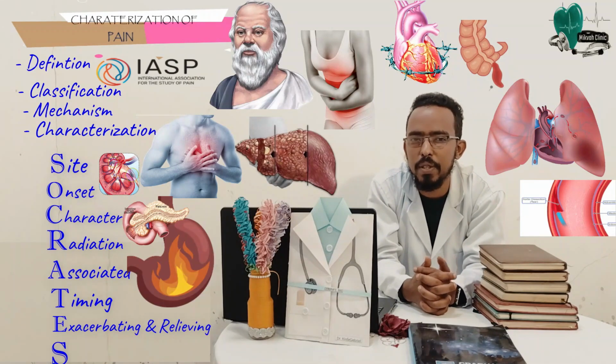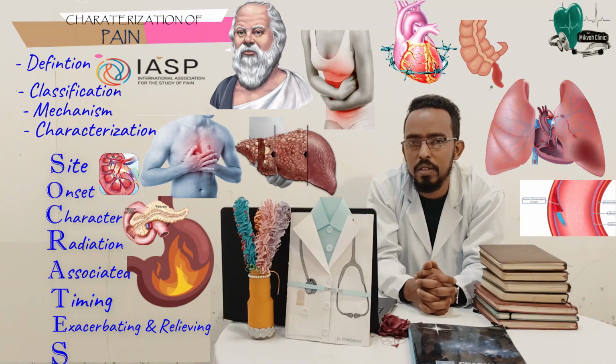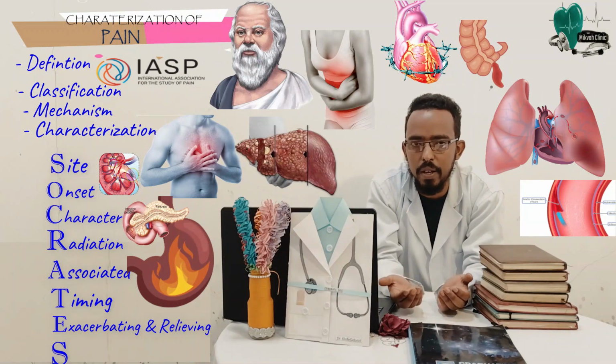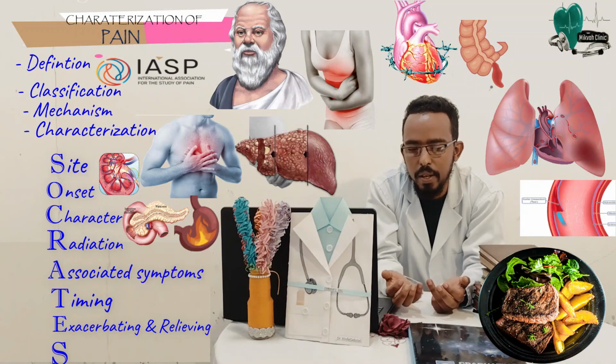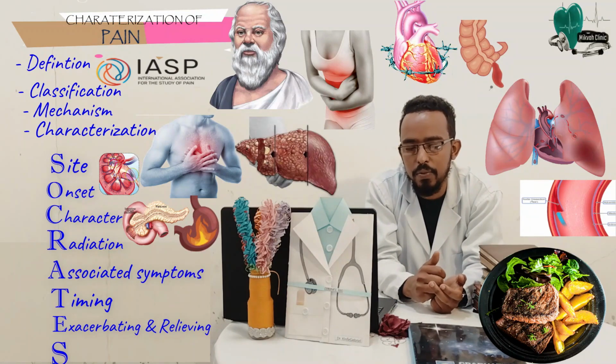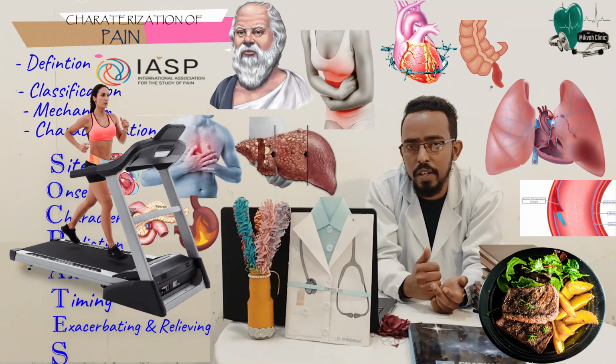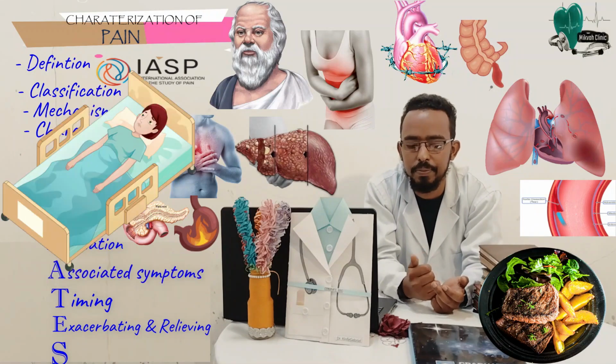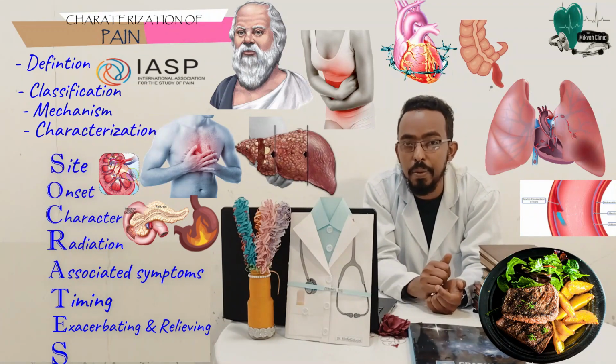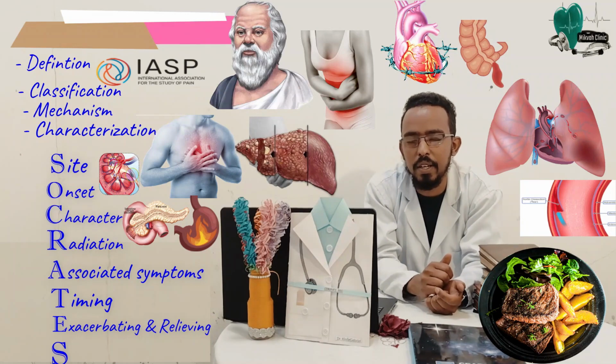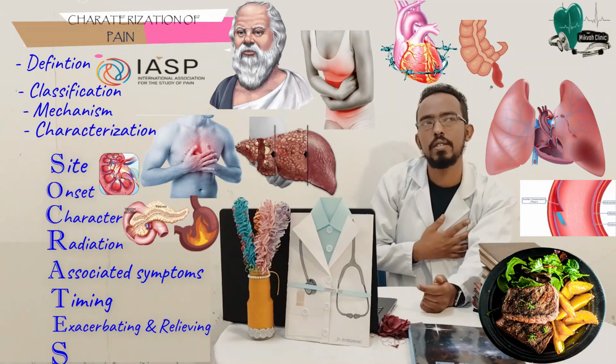In a patient with pancreatitis, the pain usually radiates to their back. In a patient with urinary colic or a kidney stone, the pain radiates to the medial aspect of the thigh and the scrotum. Radiation is among the most important parts of characterization of the pain.